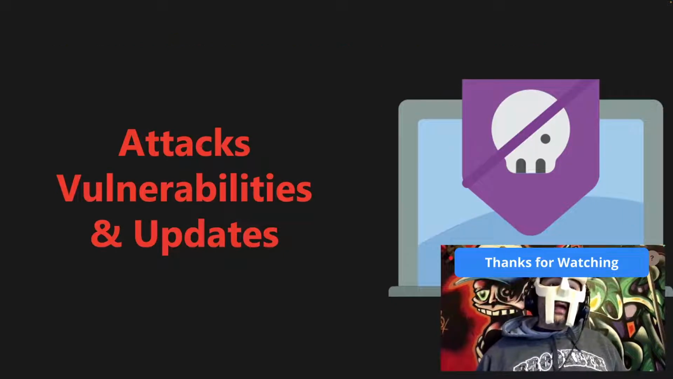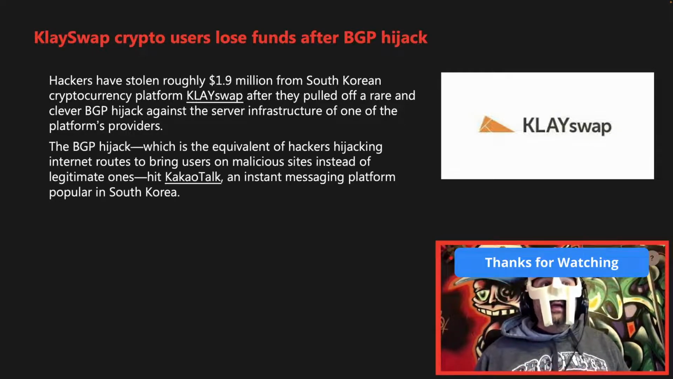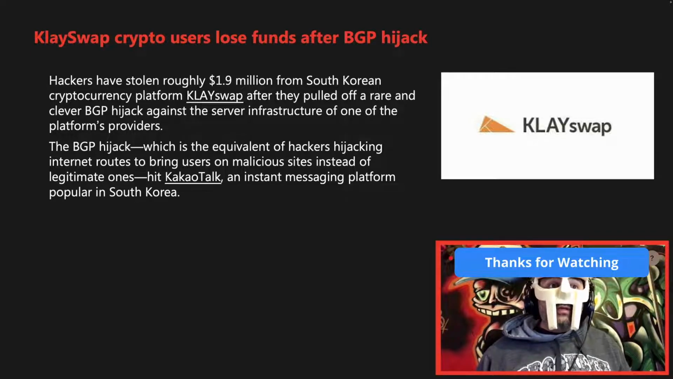We now move on to attacks, vulnerabilities, and updates. Hackers have stolen roughly $1.9 million from South Korean cryptocurrency platform KlaySwap after they pulled off a rare and clever BGP hijack against the server infrastructure of one of the platform's providers. The BGP hijack, which is the equivalent of hackers hijacking internet routers to bring users to malicious sites instead of legitimate ones, hit KakaoTalk, an instant messaging platform popular in South Korea.